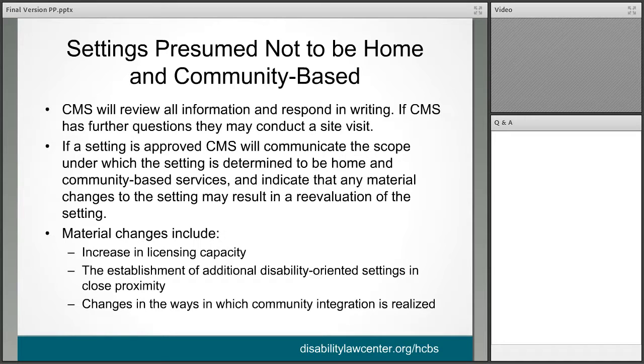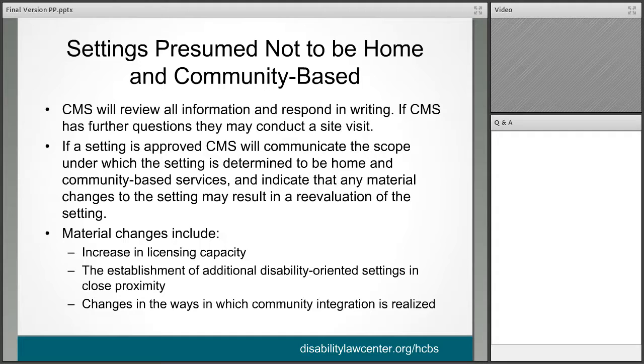So after you've gone through all of this process and the setting is approved, then CMS is going to communicate the scope under which the setting is determined to be a home and community-based service. And they're going to indicate that any material changes to the setting may result in a reevaluation of the setting. And so again, remember here we're talking about settings. We're not talking about settings that need a few changes or some remediation to come into compliance with the rule. We're talking about settings that may isolate and that look institutional.